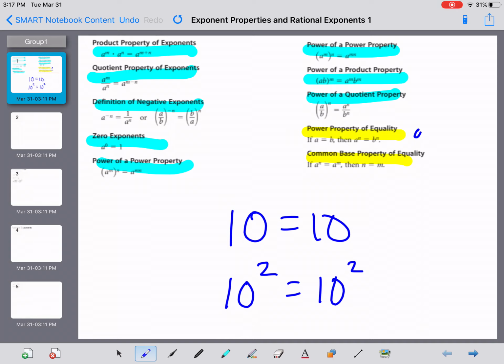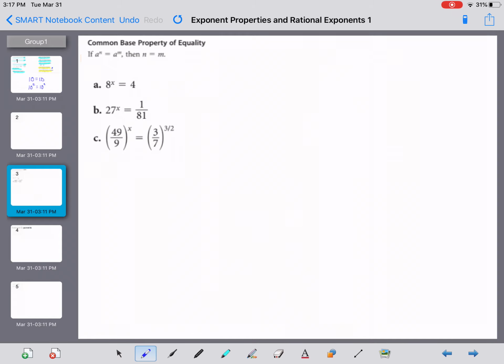The other one is the common base property of equality. This one is just saying that if I have a common base, let's call our common base 2, and say this is 2 to the x equals 2 squared, let's make it as basic as we can. If the bases are the same, then the exponents are going to be equivalent because we have an equivalent equation to begin with. So that would mean that I can say x has to equal 2.